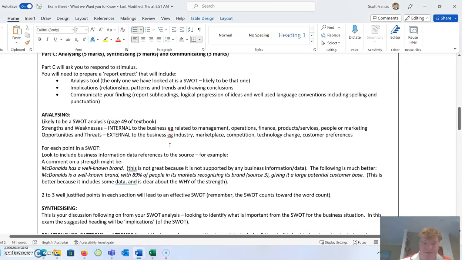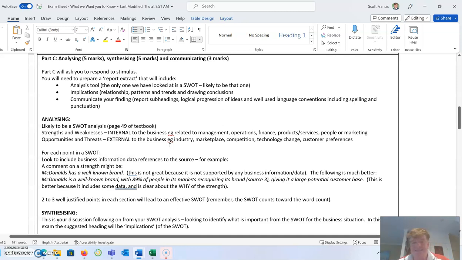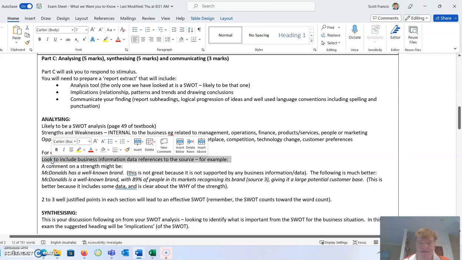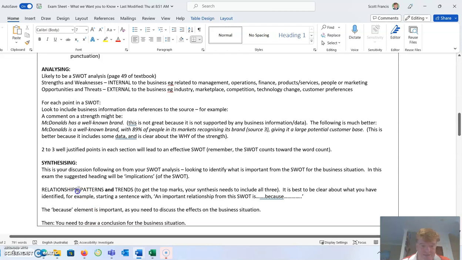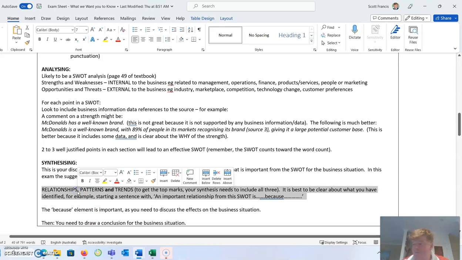We've just done a video looking at Part B. Part C, which is worth considerably more marks than Part A and Part B, has two little bits of complexity. I think the biggest thing that students who do this well are going to have is in their SWOT, they're going to use business information and data, referencing back to the stimulus that you're given here. And the second thing is that you're going to include relationships, patterns, and trends in a clear way.